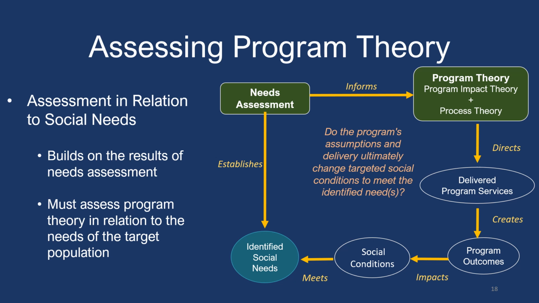One way to do this is to critique the theory and its relation to the social needs that the program is supposed to target. A program theory that does not relate in an appropriate manner to the actual nature and circumstances of the social conditions that are the issue will result in an ineffective program no matter how well the program is implemented and administered. It is fundamental, then, to assess program theory in relationship to the needs of the target population the program is intended to serve.